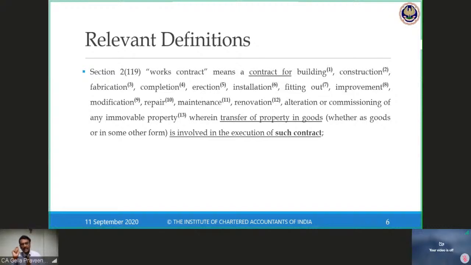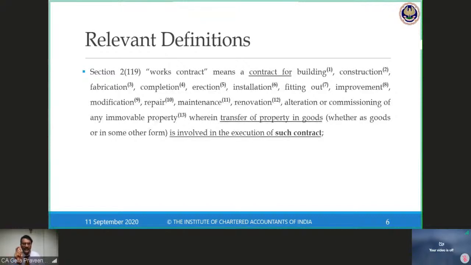Contract, I have underlined the term called contract. A contract for building, construction, fabrication, completion, erection, installation, fitting out, improvement, modification, repair, maintenance, renovation, alteration or commissioning of an immovable property. All that I have read are in relation to an immovable property, wherein transfer of property in goods, whether as goods or in some other form, is involved in the execution of such contract. So this, friends, refers to a contract which is precisely in relation to an immovable property.